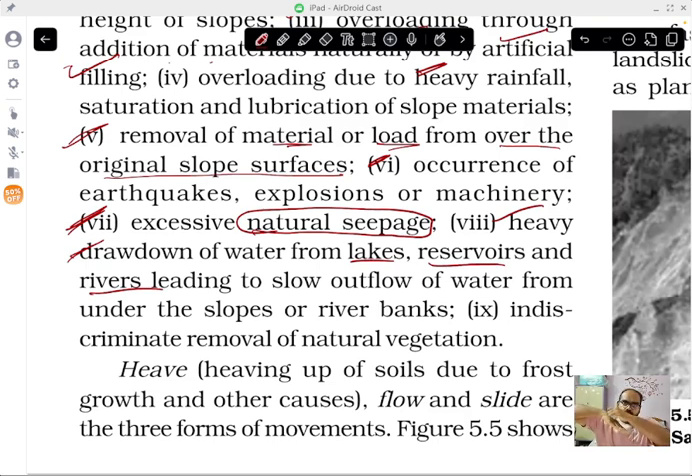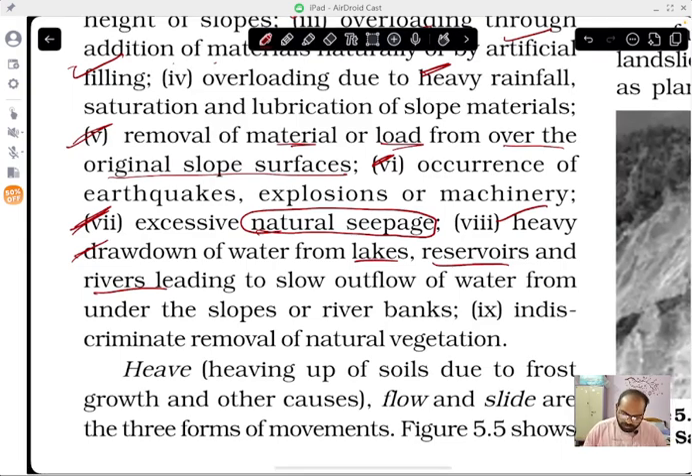If you draw down the river water continuously, the outflow of the river becomes slow. The rapid flow of the river becomes slow, and the pressure exerted on the rock material becomes less. So the rock material present beneath that river water gets under the influence of gravity and moves in a much faster way.